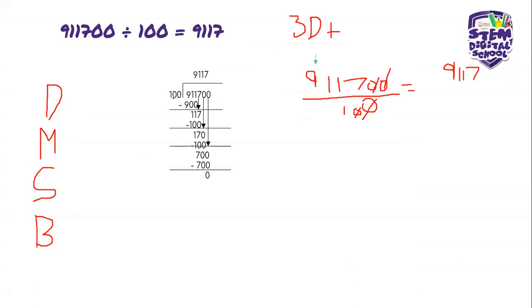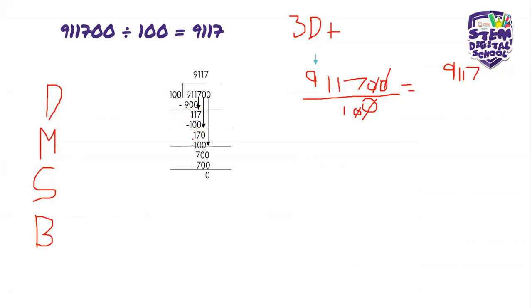Good. So 100 into 911 goes 9 times. Why? Because 911 is not a multiple of 100, but 900 is. So 9 times 100 is 900. 911 minus 900 is 11. I bring down the 7. And I say 100 into 117 goes once. Why? Because 117 is not a multiple of 100, so what is the number before that? It's 100. So 1 times 100 is 100, and 117 minus 100 gives me 17. Bring down the 0.